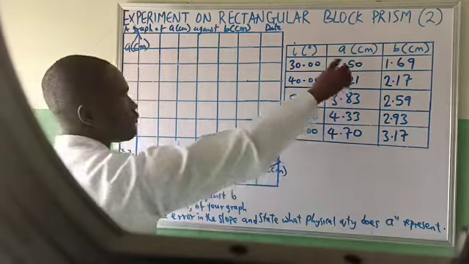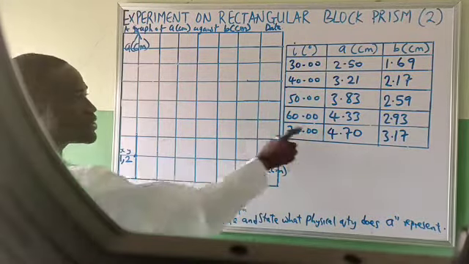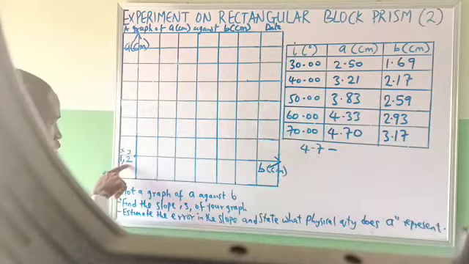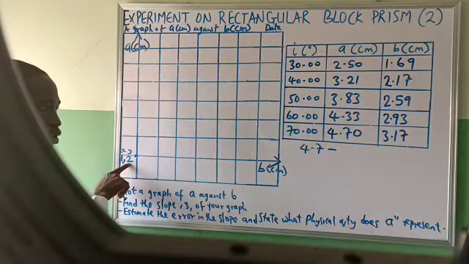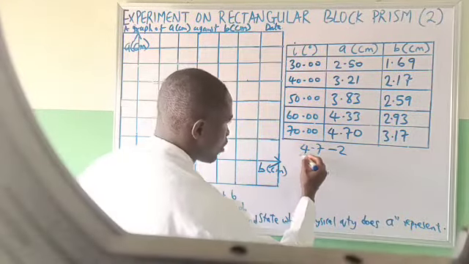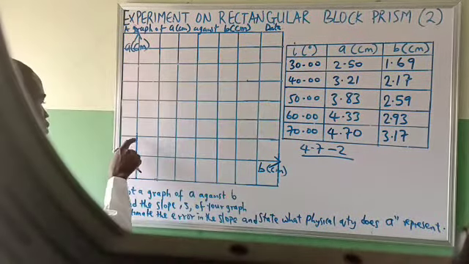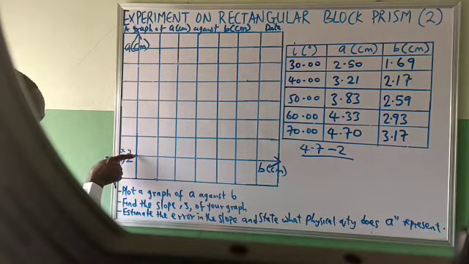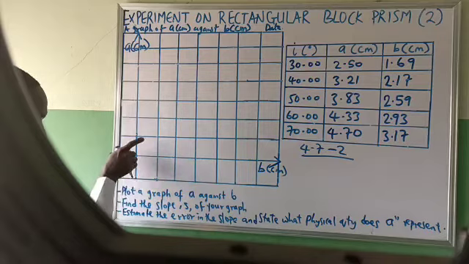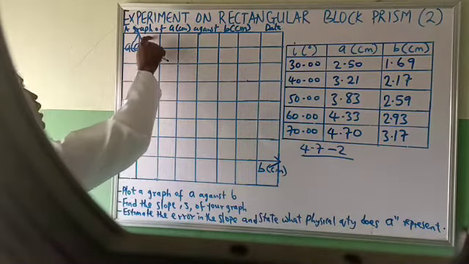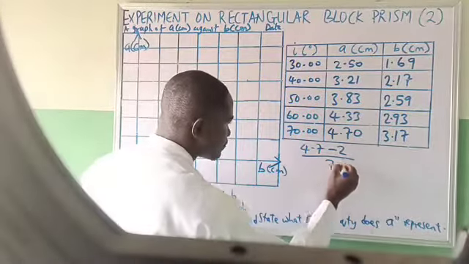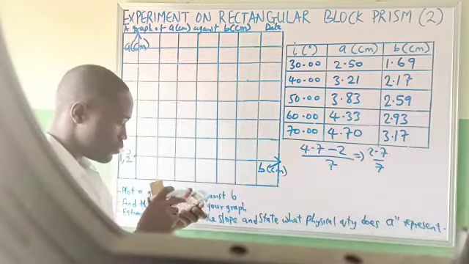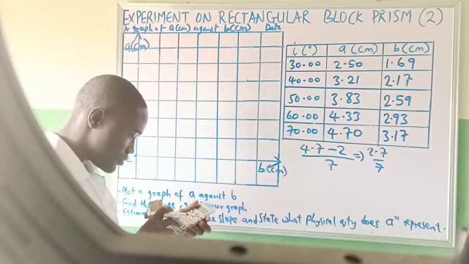I will ask myself for A, which is this Y axis. What is the highest? 4.7. 4.7 minus where I am starting from, which is 2, which is not 0 but 2, all over how many spaces? 1, 2, 3, 4. I'm starting from where the plotting is to start. That is from here, not from here. 1, 2, 3, 4, 5, 6, 7. Divided by 7. That will be giving me 2.7 over 7.